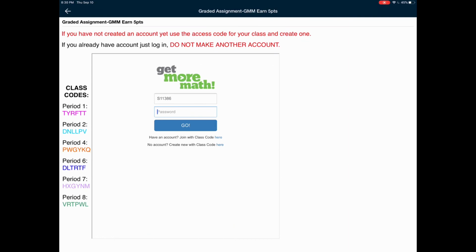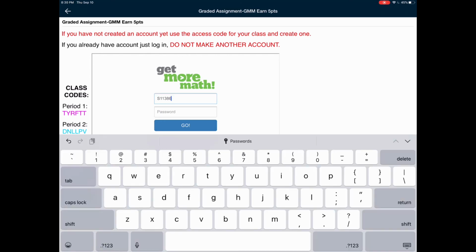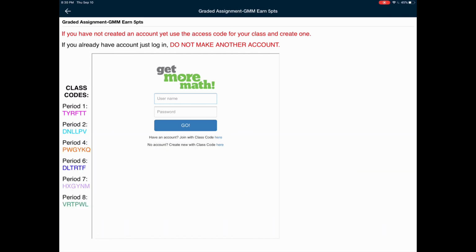Okay, guys, so I wanted to show you what Get More Math looks like and how you should be using it. Get More Math is a way for you to practice the topics we're covering and get some extra practice in. This is what the assignment looks like. It should say graded assignment, Get More Math, earn 5 points. If you read the top, it says if you have not created an account yet, use the access code for your class and create one.